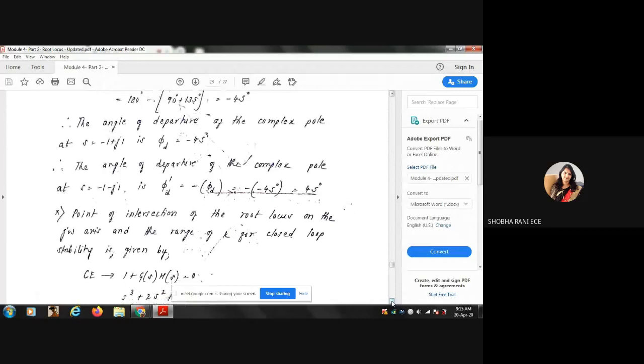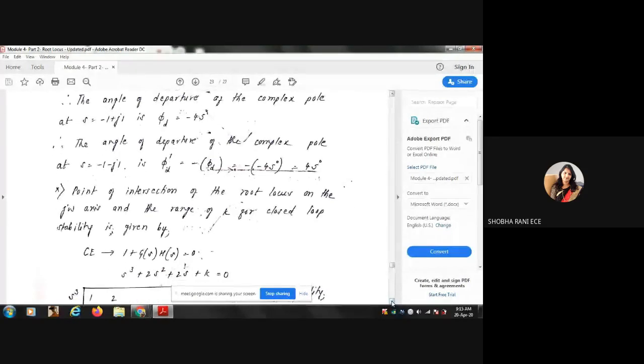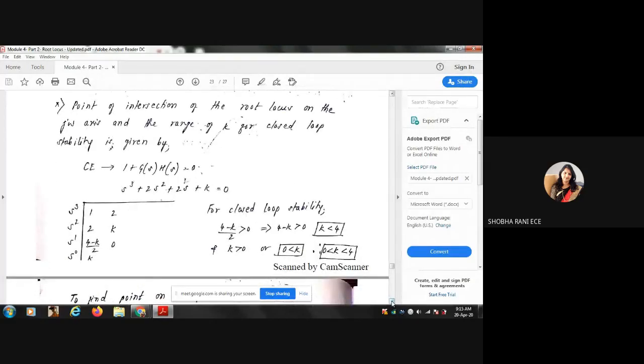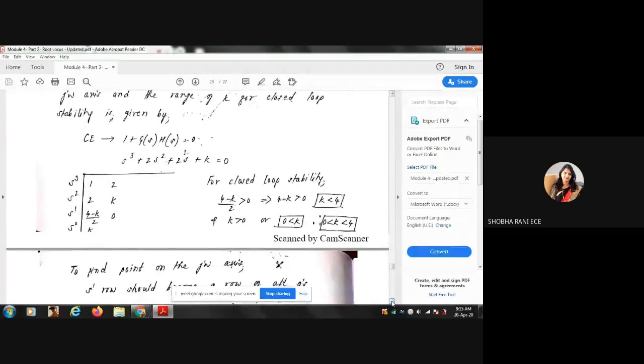The next step is the usual one, to find the point of intersection on the j omega axis. So as usual, find the characteristic equation. So already we have the characteristic equation. Enter that in the Routh array table. For the system to be stable, what is the condition? All the elements of the first column should be greater than 0. So 4 minus k by 2 should be greater than 0. Or 4 minus k should be greater than 0. 4 should be greater than k, or k should be less than 4. The last one, k should be greater than 0. So for stability, k should lie between 0 to 4.